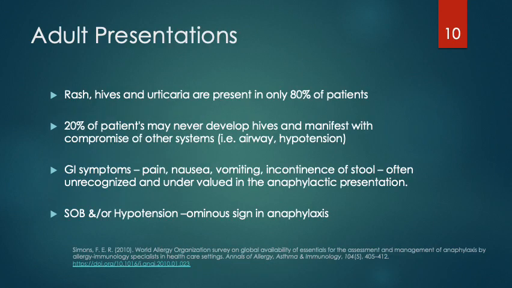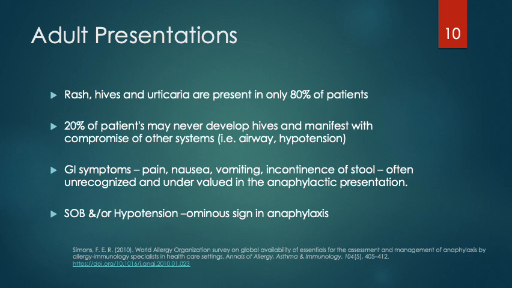In adult presentations, traditionally we expect to see rash, hives, and urticaria, but they're only present in 80% of patients. So 20% of your patient subgroup may never develop hives or may manifest with compromise of other systems, i.e. isolated airway or hypotension. GI symptoms such as pain, nausea, and vomiting, or incontinence are often under-recognized or undervalued in the anaphylactic presentation, and are indicative of systemic involvement.